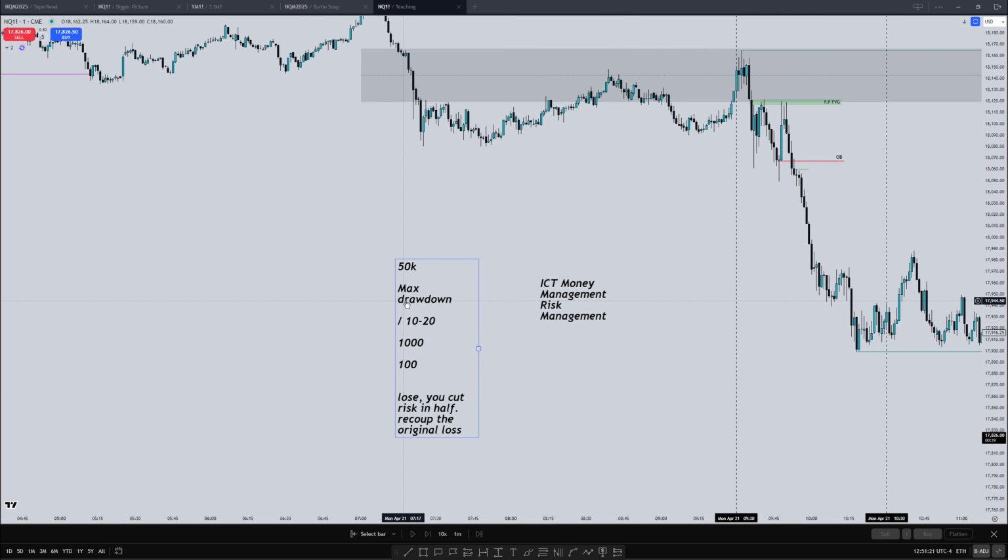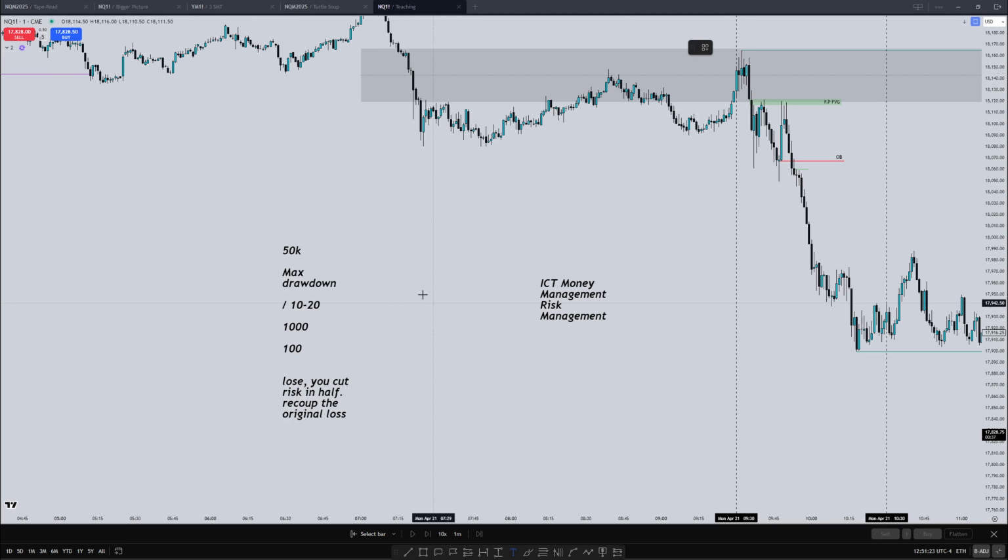You take that max drawdown. People ask, how many contracts do you risk? Contracts are relative to your risk and relative to the stop loss, right? You have total risk, then you have stop loss size equals contracts available.